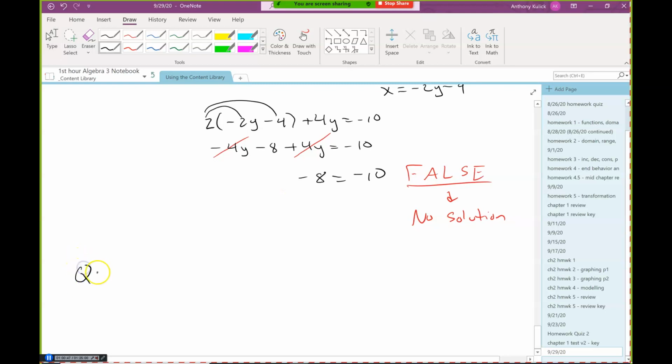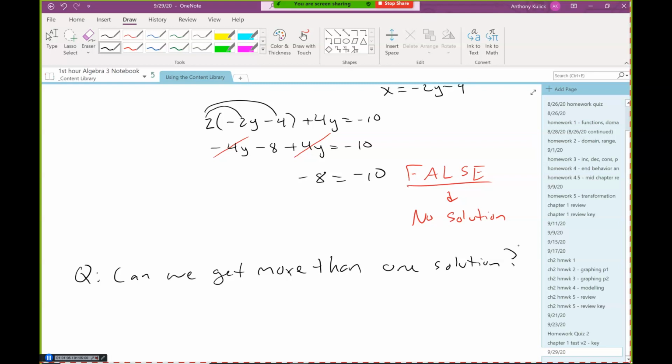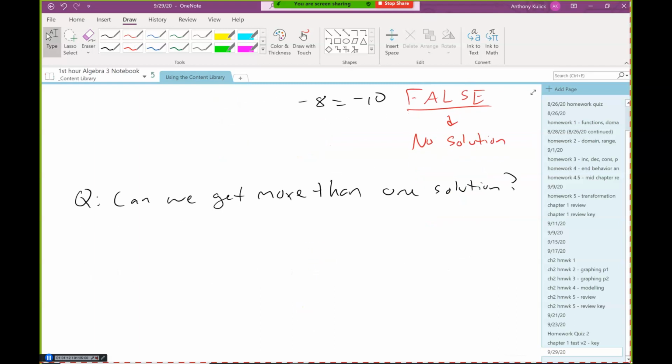The last question I have is, can we get more than one solution? What do you think? Probably the easiest thing to do is to go back to geometry. Can two lines intersect more than once?